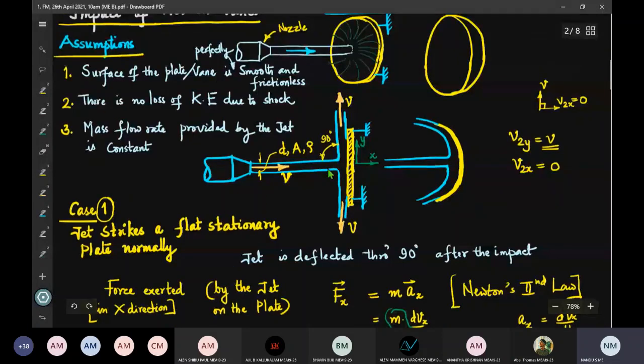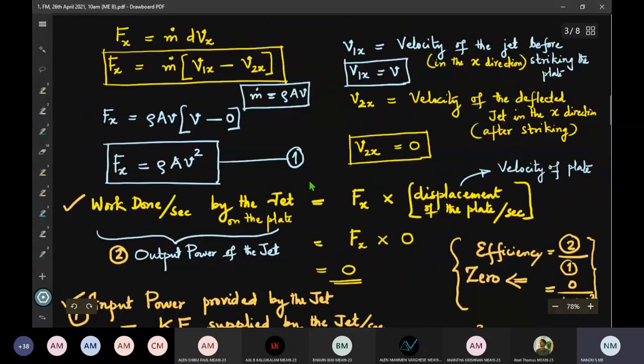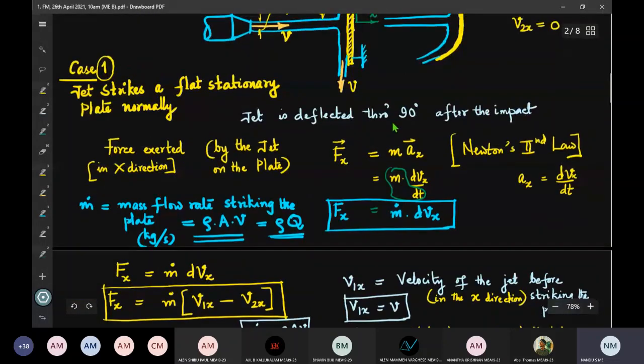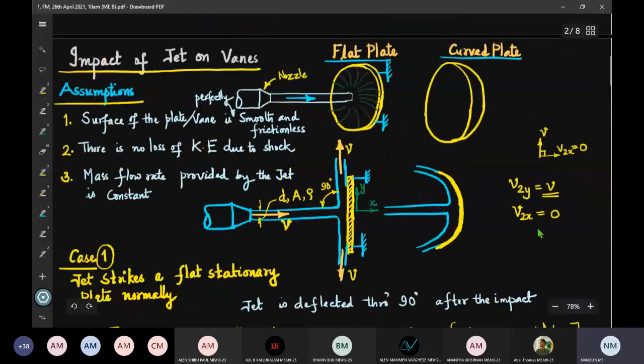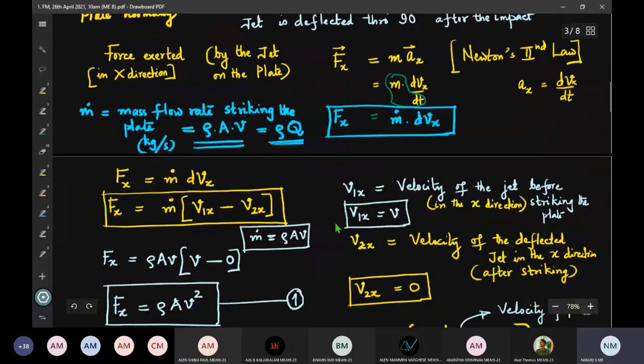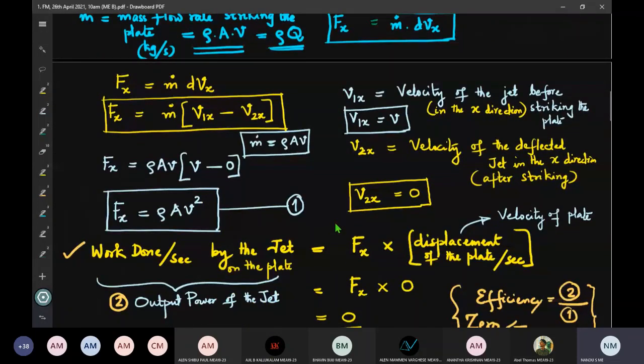What is v1x? v1x is v and v2x is not v, v2x is 0. That is a very crucial point. But if somebody asks you what is v2y, then you can say v itself, because that is in the y direction. After deflection, the jet is turned through 90 degrees and goes vertically. Therefore, the velocity of the jet in the x direction after impact is 0.